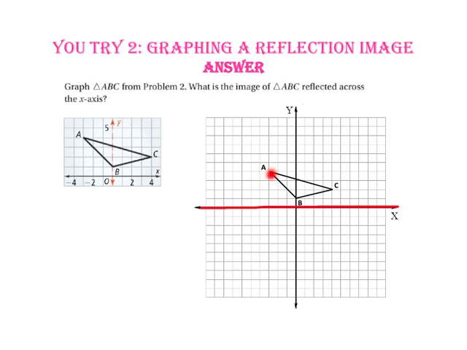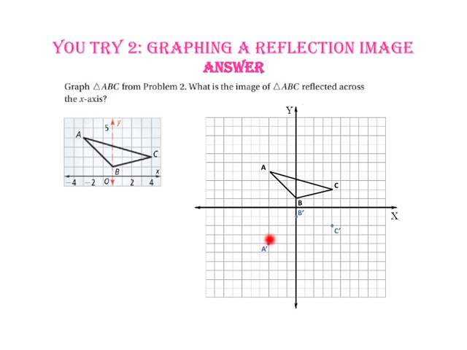Since point A is 1, 2, 3, 4 units above the line of reflection, point A prime will be 1, 2, 3, 4 units below the line of reflection. Since point B is 1 unit above the line of reflection, point B prime will be 1 unit below the line of reflection. Since point C is 1, 2 units above the line of reflection, point C prime will be 1, 2 units below the line of reflection.